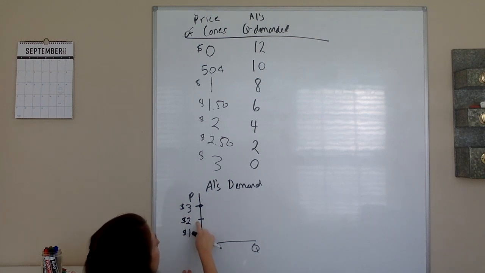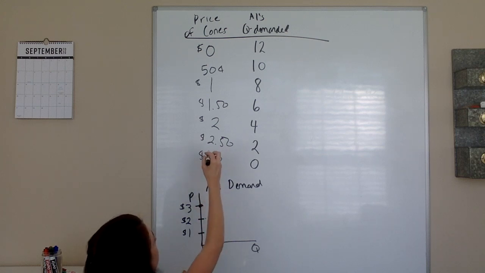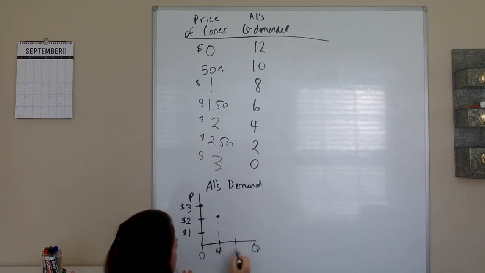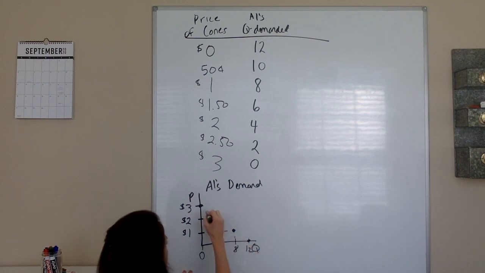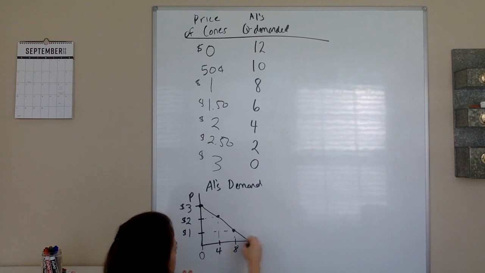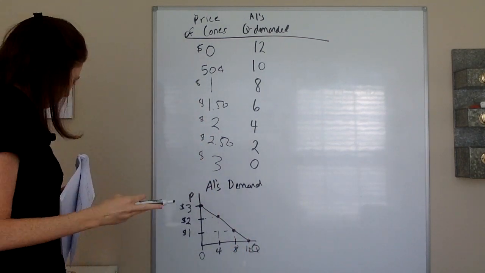If the price is $2, how many ice cream cones does Al demand? He demands 4. So we're going to have another coordinate here. If the price is $1, he demands 8. So we're going to have another coordinate there. If the price is free, he demands 12. So we'll have another coordinate there. And then there's also intermediate dots. And this is Al's demand curve. Okay, so far so good.